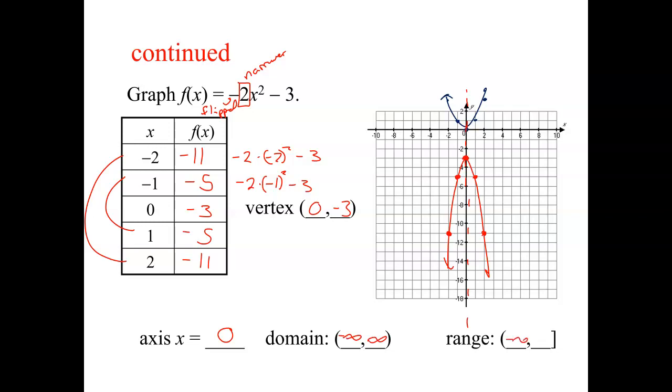Good. Negative infinity to negative 3. So see how that changes our range, because we always have to start with the lowest number. And since it opens down, that means the lowest value of my range is negative infinity. And now my vertex becomes my maximum instead of my minimum point. And so that's going to adjust how we write the range. Negative infinity up to negative 3.